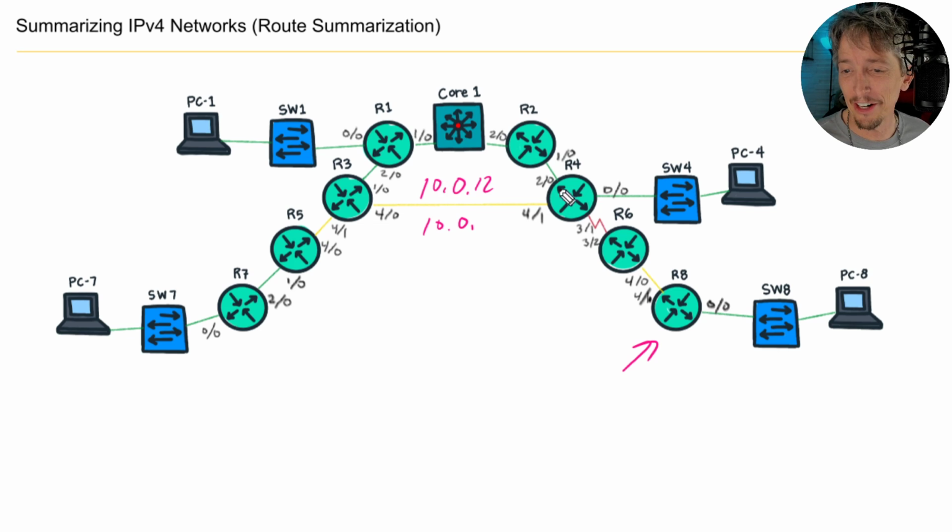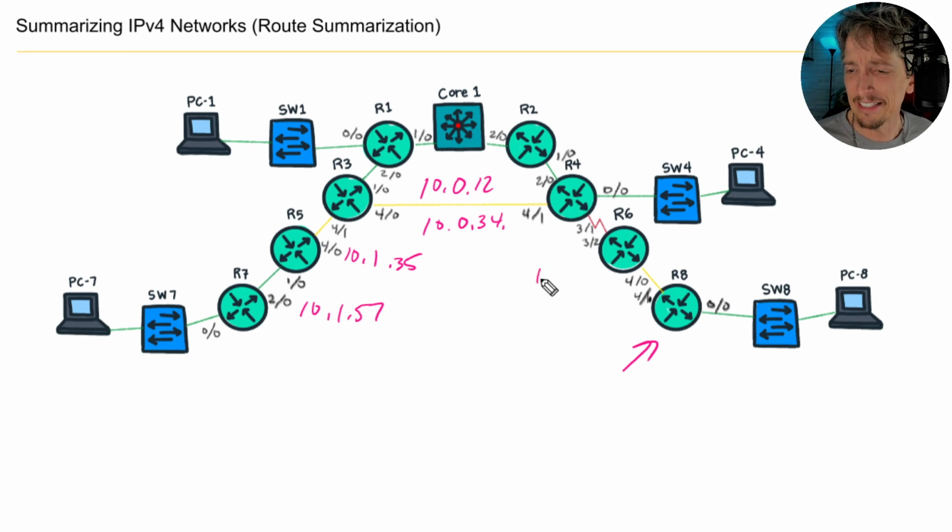This is between R3 and R4, so that would be network 34 there. I'll slow down just a little bit. And then here between R3 and R5, it's 10.1.35. And over here between R5 and R7, it's 10.1.57. And that continues over here.